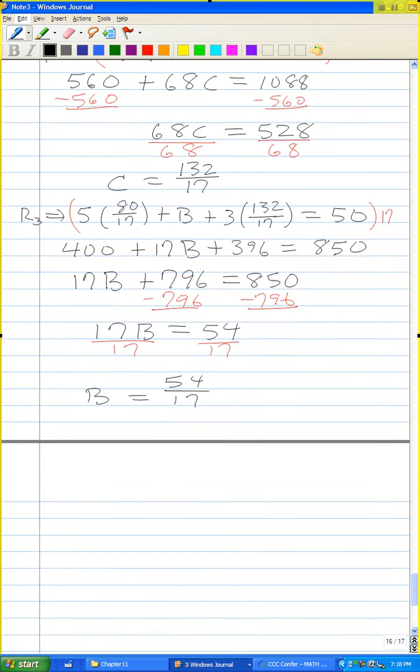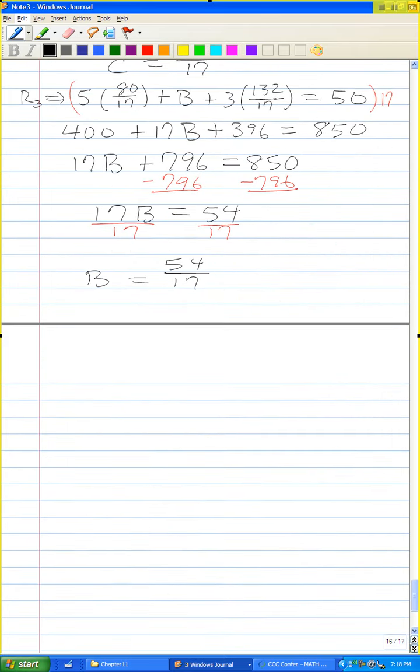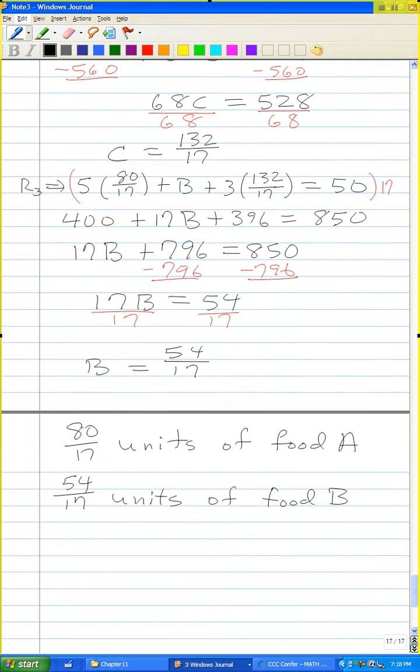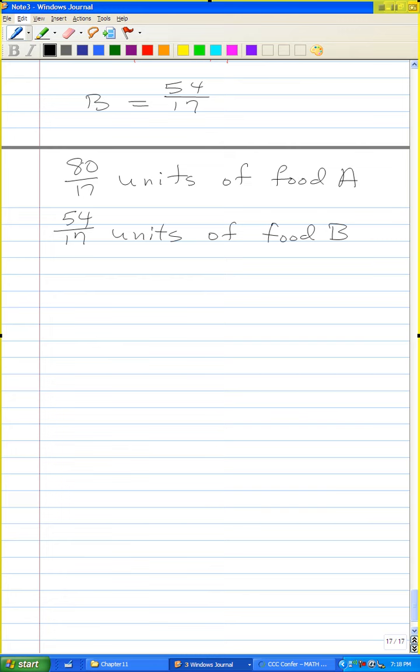And so I have 80 over 17 units of food A, 54 over 17 units of food B, and 132 over 17 units of food C.